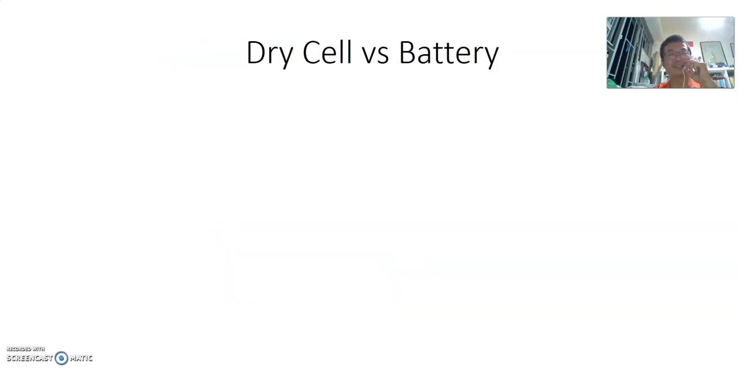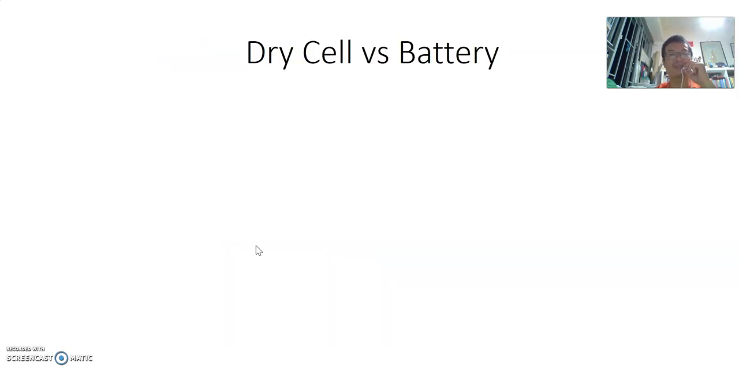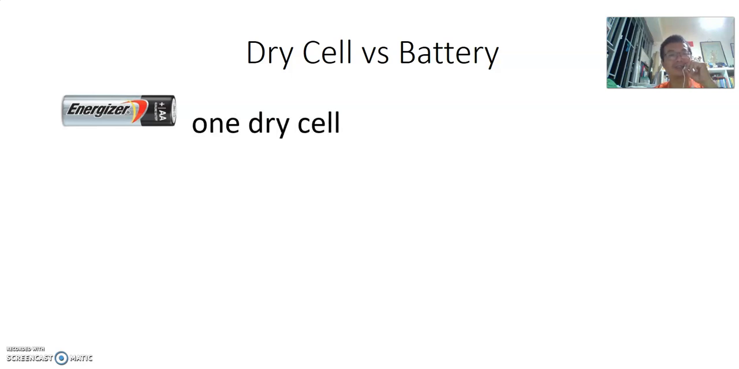Now, dry cell versus battery. It's common that we call this a battery, but actually in science it's wrong. This alone is called a dry cell. So, what then is a battery? Now, when we have one single AA dry cell, we call it one dry cell. So, please correct the term that we use. It's called one dry cell.